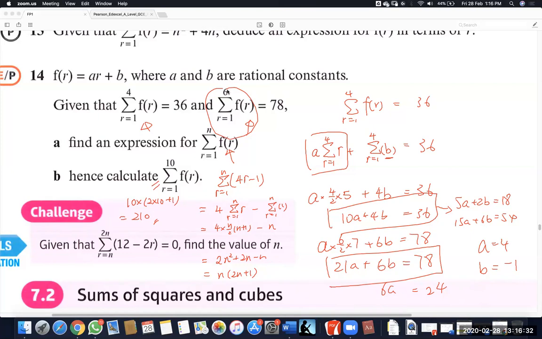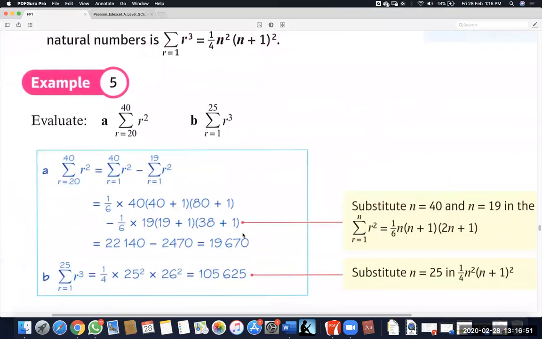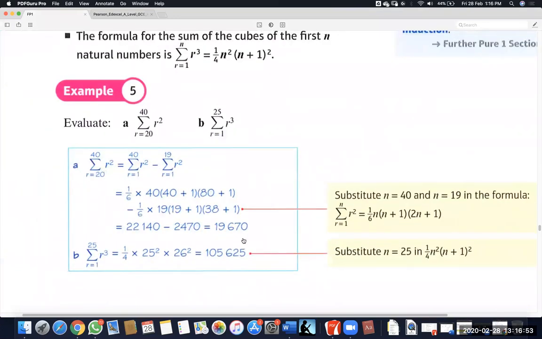If no question, then let's go on. Okay, 1, 2, 3. And then let's go on to the next topic, 7.2, sum of squares and cubes. Actually, I don't think I need to explain. You just need to use 2 more formulas to solve the questions. The questions are quite similar. If you look at example 5, you just use the same trick to do all the questions.